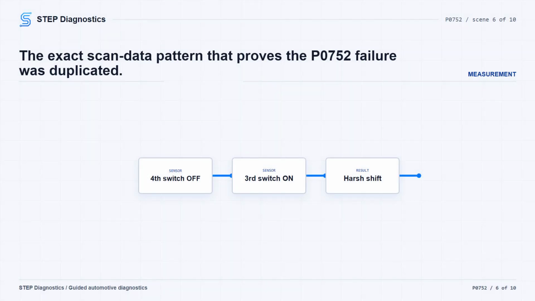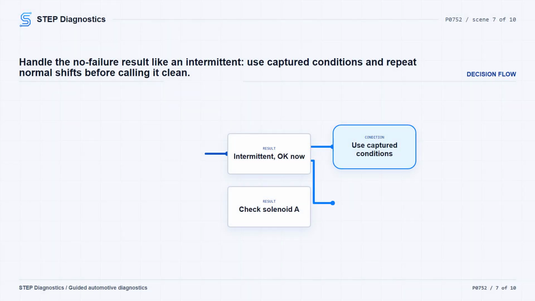Now test drive the vehicle in D position or D mode. Let the transmission shift slowly to fourth gear and watch the HDS data during the third to fourth shift. The key result is whether the fourth pressure switch turns off in fourth gear and then the third pressure switch turns on with a harsh shift. If that happens, the failure is duplicated and you move to the shift solenoid valve A check.